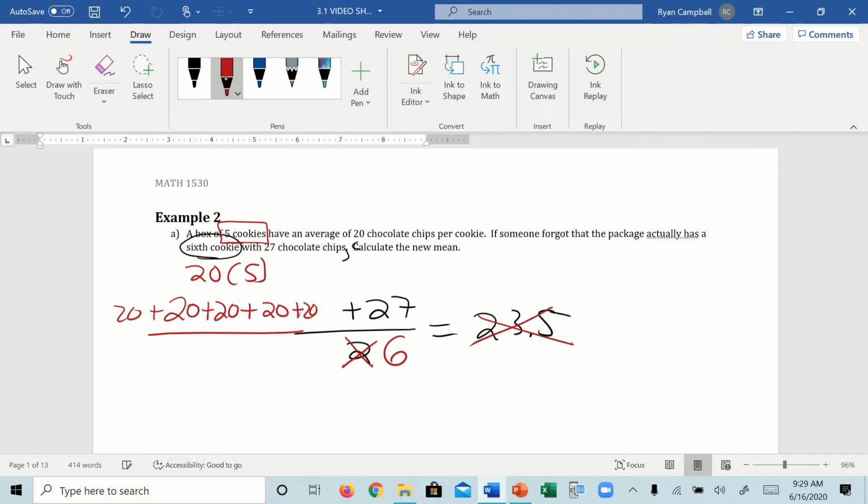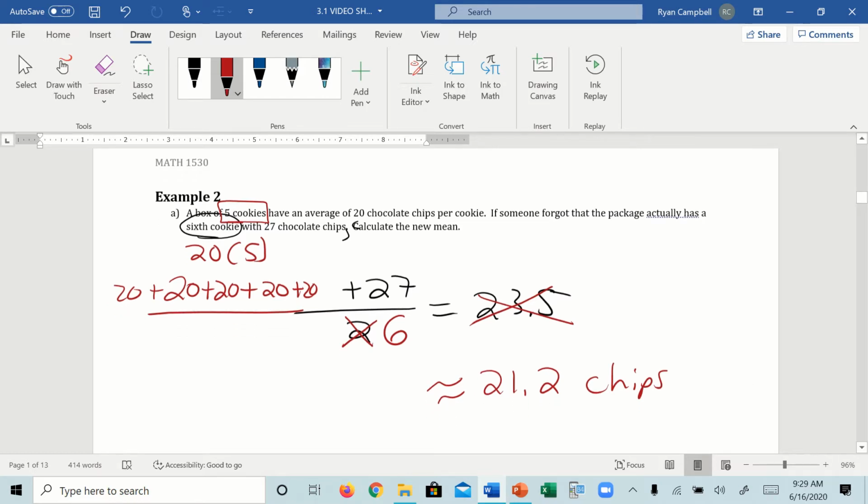right? So now we have 6 cookies with chocolate chips divided by 6. So this is what we're looking at. So when we add 25 times, add it to 27, and then divide by 6, right? We'll get about 21.2 chocolate chips.